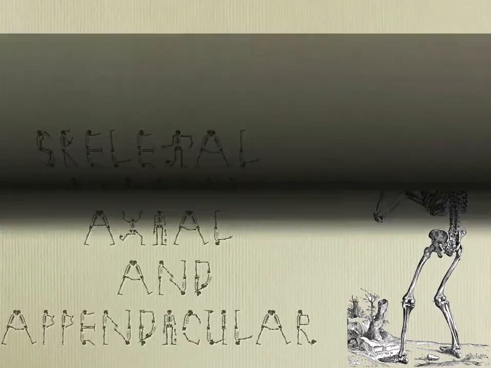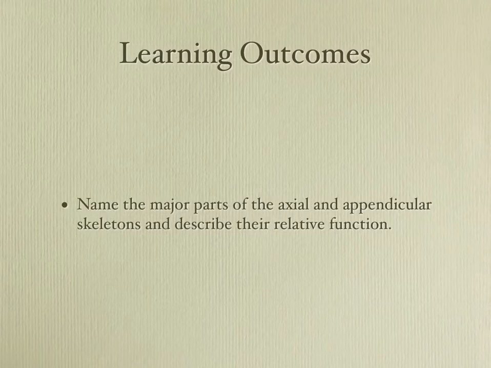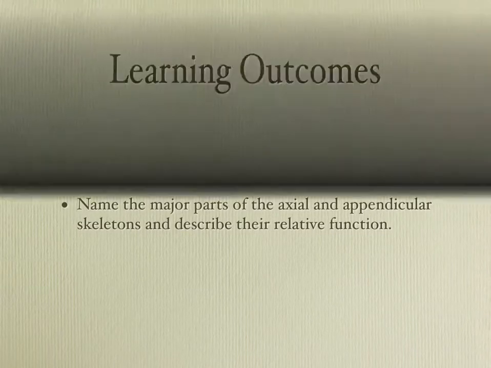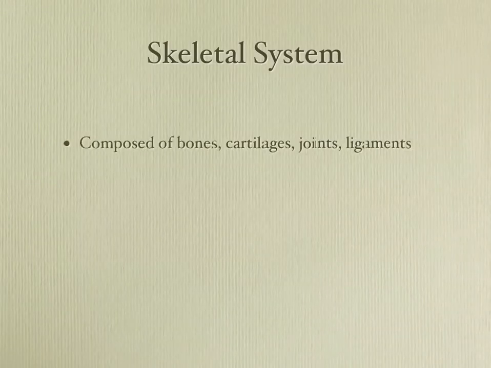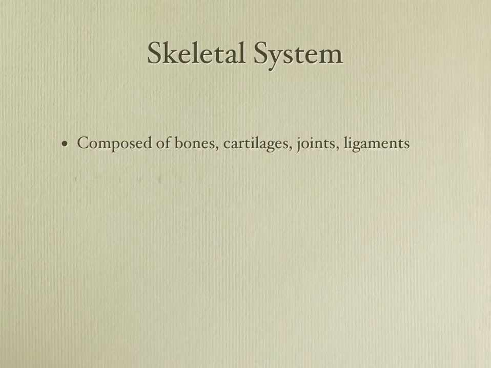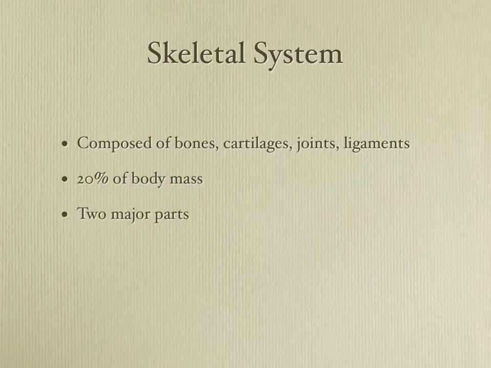Learning outcomes for this particular video are actually quite simple, quite straightforward. Just really know the major parts of the skeleton that would be part of the appendicular or axial and describe their relative function. The skeletal system is composed of bones, cartilage, joints, and ligaments. It makes up about 20% of the total mass of the body. So if you weigh exactly 100 pounds, you probably don't, but if you did, about 20 pounds of you would be skeleton. And there are two major regions of the skeletal system, and those are the axial and appendicular.